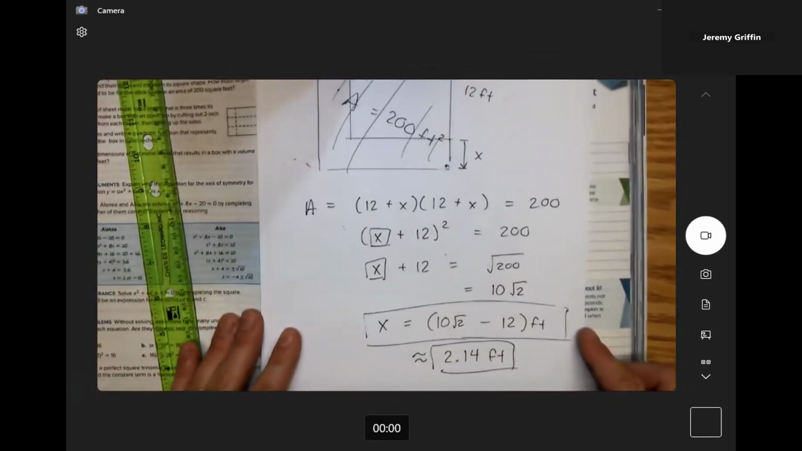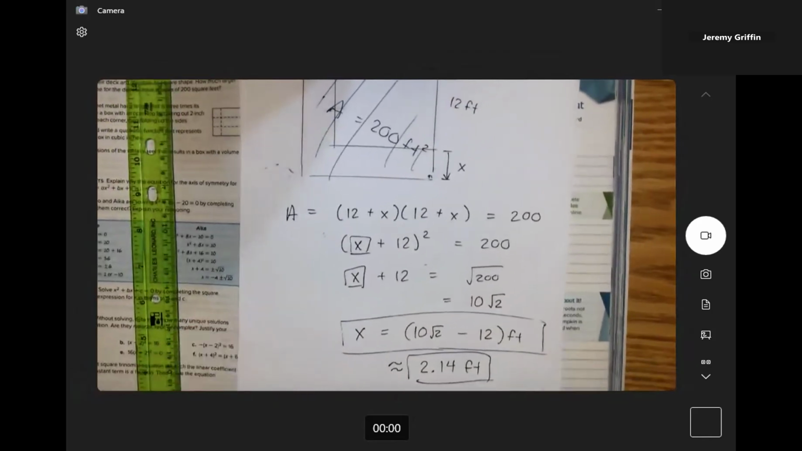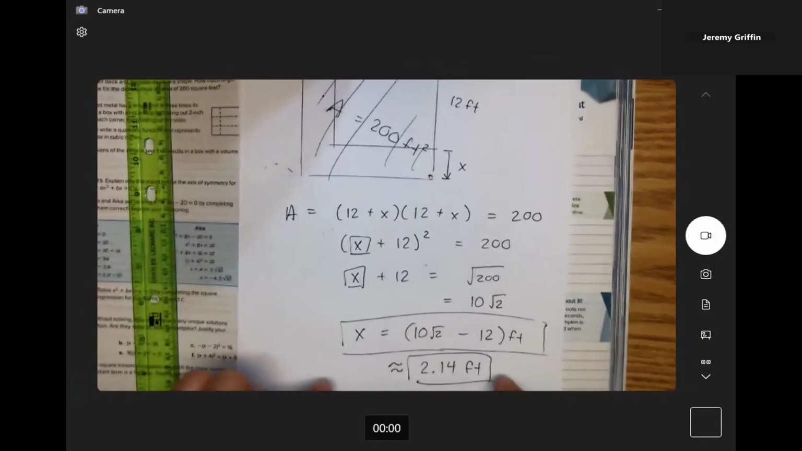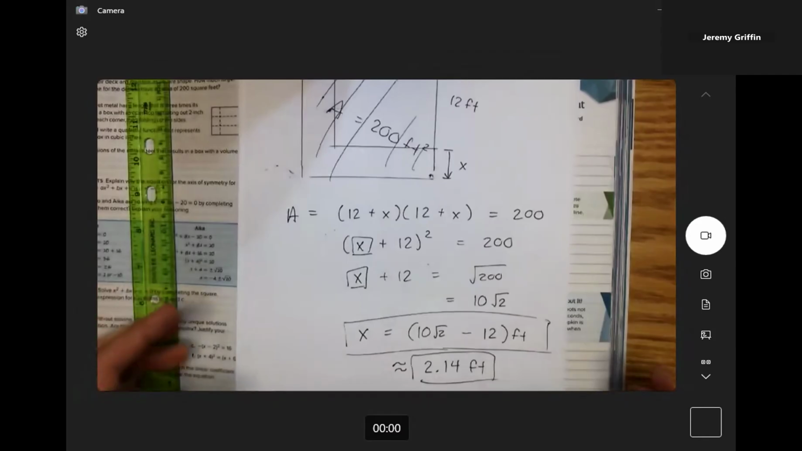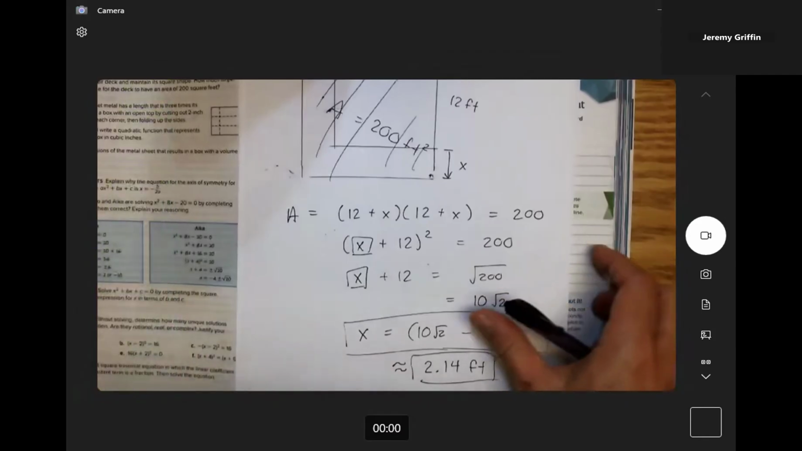Like if you went down to Home Depot and said, oh, I want my deck to be 10 square root 2 minus 12 feet, what would that be? Right, that's 2.14. Oh, okay, I can work with that. All right. One more I got highlighted. So let's knock this one out.